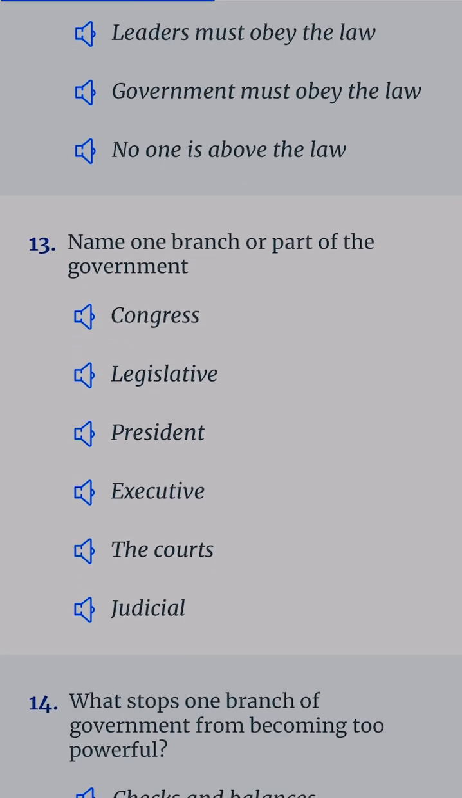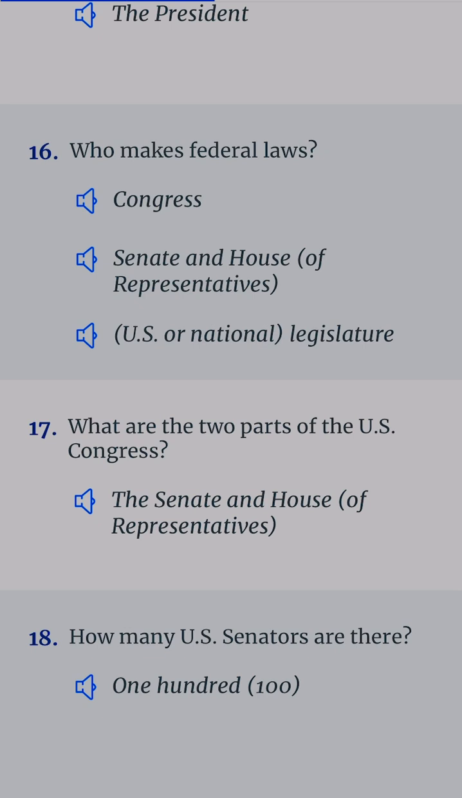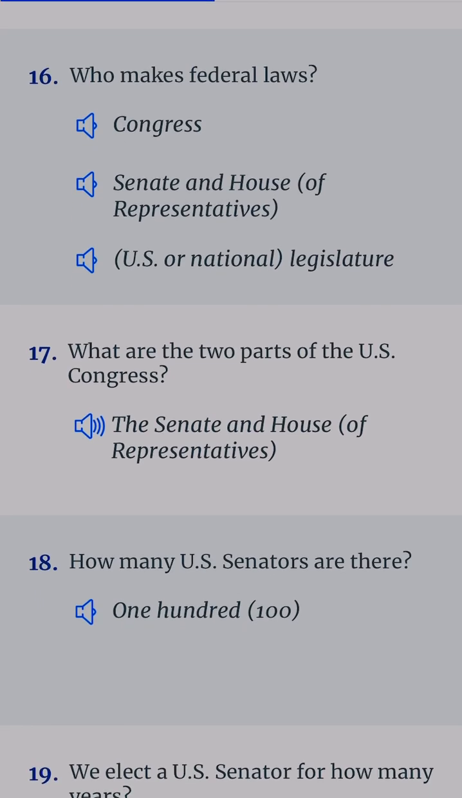Name one branch or part of the government. Congress, legislative, president, executive, the courts, judicial. What stops one branch of government from becoming too powerful? Checks and balances, separation of powers. Who is in charge of the executive branch? The President. Who makes federal laws? Congress. Senate and House of Representatives. U.S. or national legislature. What are the 2 parts of the U.S. Congress? The Senate and the House of Representatives.